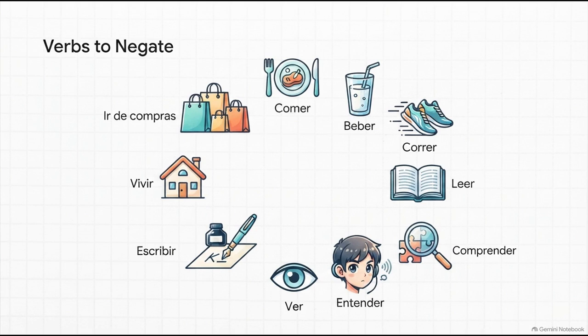If you want a lazy weekend, you can easily say, no voy a correr, I am not going to run. Or, no voy a ir de compras, I am not going to go shopping. This is the beauty of stacking blocks. Your engine stays the exact same, and you just swap out the infinitive verb at the very end. You are in complete control of your future plans.